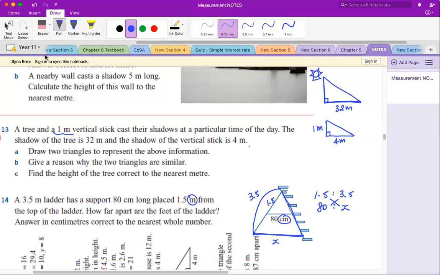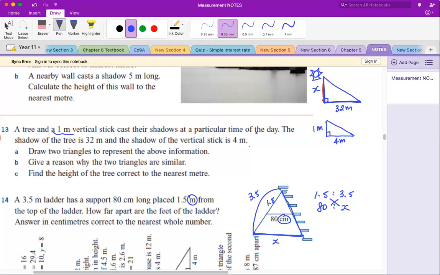And for C, find the height of the tree correct to the nearest meter. How do I do that? So what do you think you would need to do? Which one are you trying to find, first of all? The first one. The first height, yeah? Yeah. So this is matching with which side? Let's call it X. Meters.